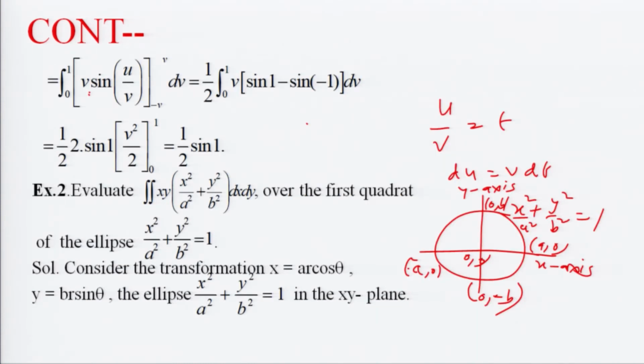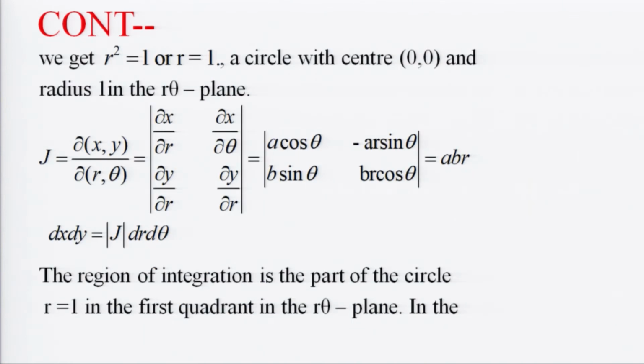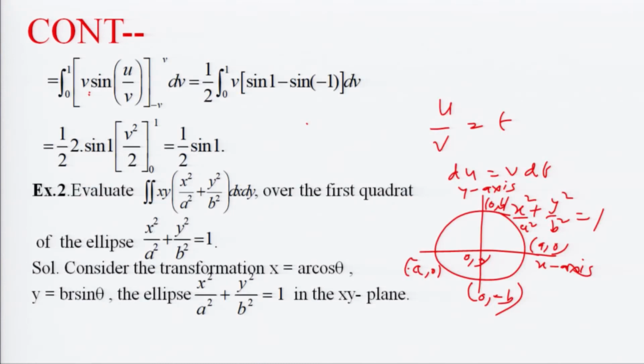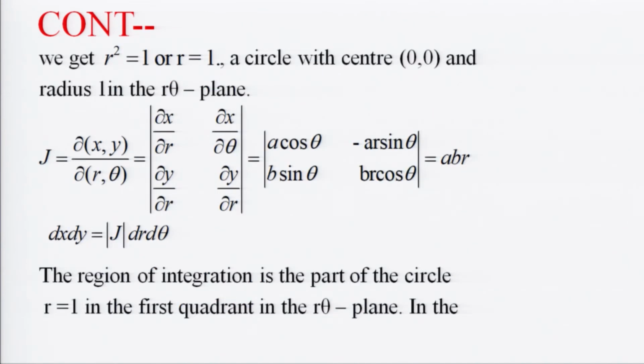If we consider the transformation x is equal to ar cos theta, y is equal to br sin theta, the ellipse in the xy plane becomes, after substituting this into the ellipse, r square is equal to 1 or r is equal to 1, a circle with center 0 0 and radius 1 in the r theta plane.